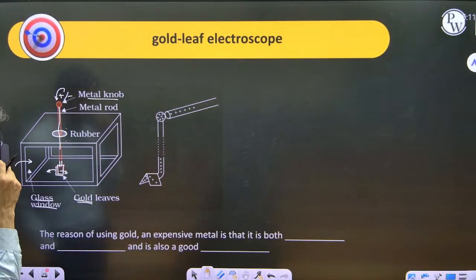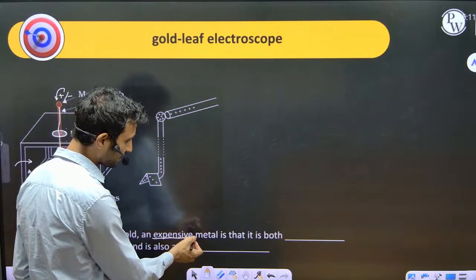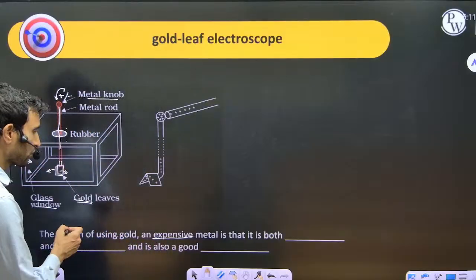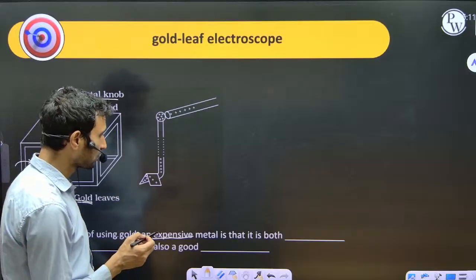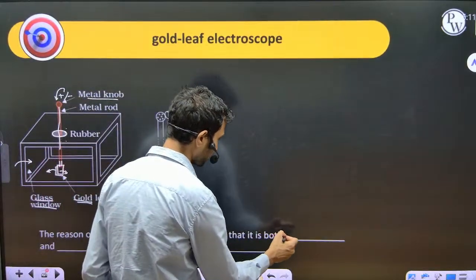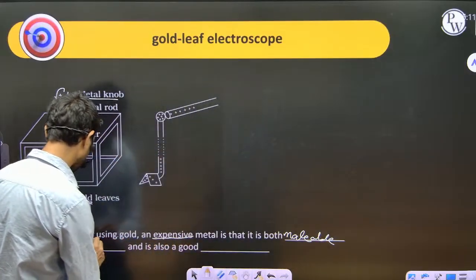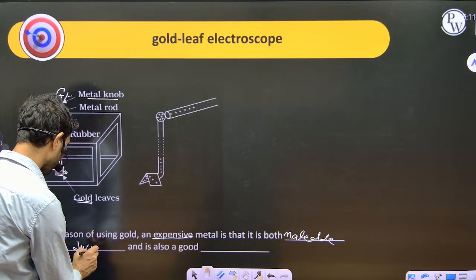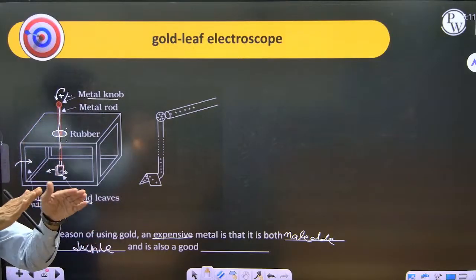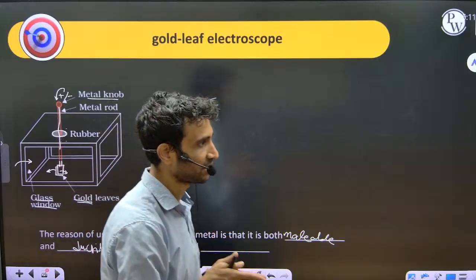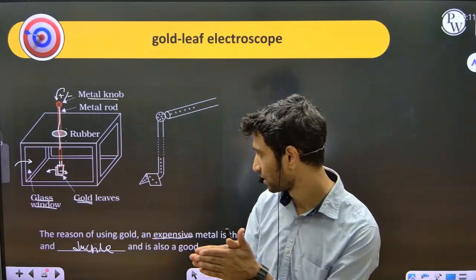Now, why do we use gold? What is the reason for using gold? It's a very expensive metal, right? So the reason for using gold is that it is both malleable and ductile, so that it doesn't break. When you make a sheet out of it, it doesn't break, and you can make a sheet out of it.